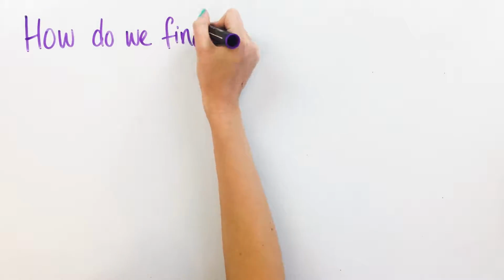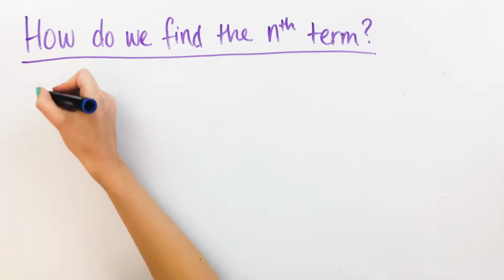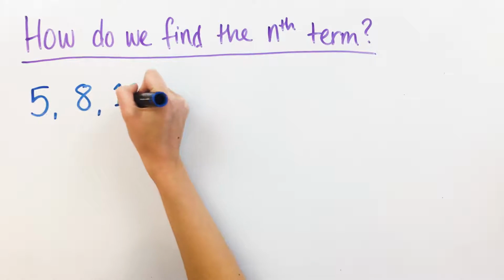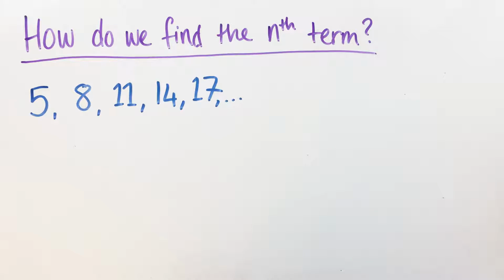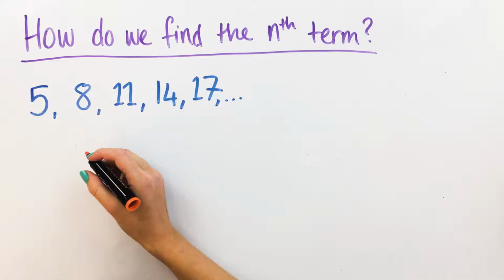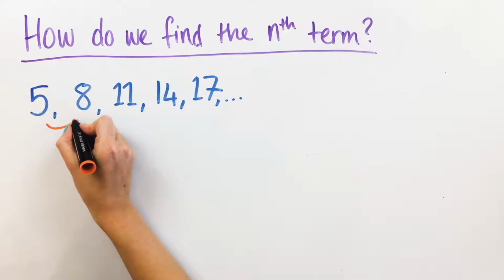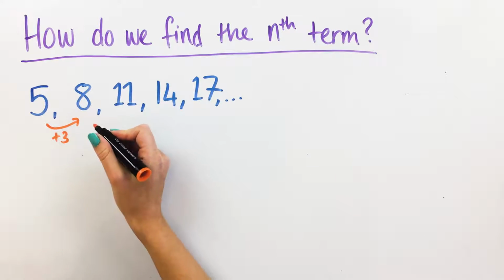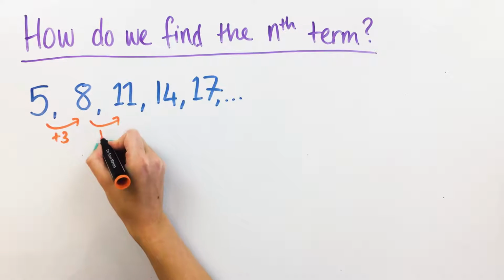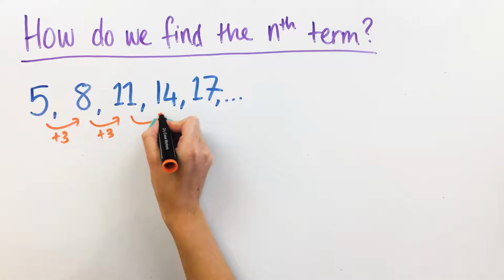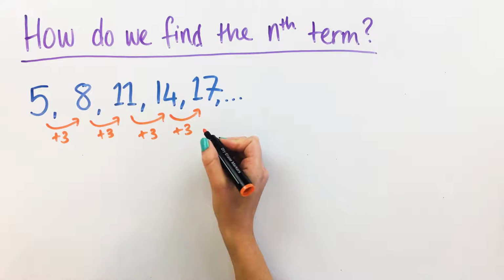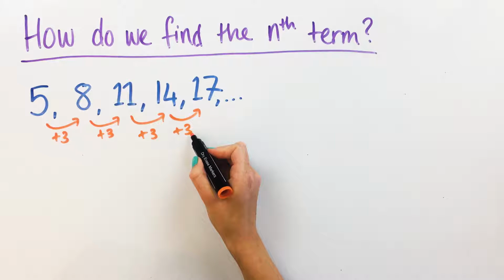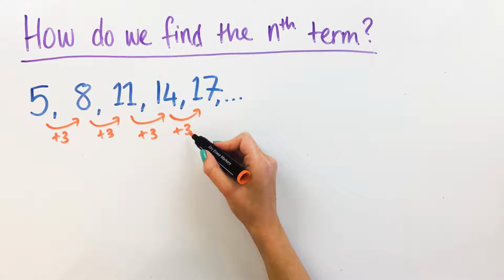How do we find the nth term of a linear sequence? Say we have the sequence 5, 8, 11, 14, 17. First, let's check that this is indeed a linear sequence. If we calculate the difference between the terms, we can see that to get from 5 to 8, you plus 3. To get from 8 to 11, you plus 3. To get from 11 to 14, you plus 3. Likewise, to get from 14 to 17, you plus 3. So we can see that this is a linear sequence, as the difference between the terms is the same.